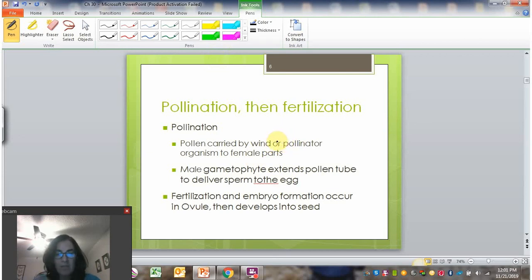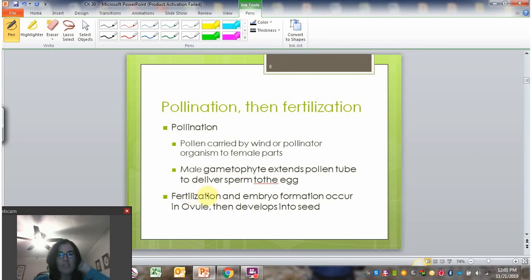Depending on the type of plant, the female parts will look different, but that pollen grain will then send what's called a pollen tube down the female parts, and the pollen tube will allow a sperm to travel to the egg. Once the sperm gets to the egg, then fertilization can occur.